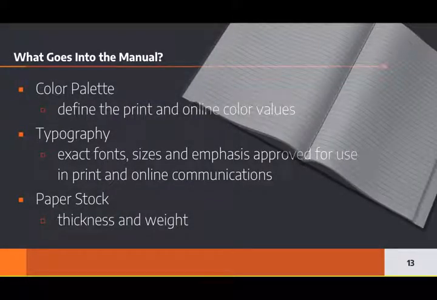You'll also need to include the color palette. Color is a key part of a brand's identity. It's important to define the print and online color values for the primary colors that should be used in all mediums, including promotional items. Include both the Pantone and web-friendly color value and show a sample swatch for reference. If you have accent colors, those should also be outlined here.